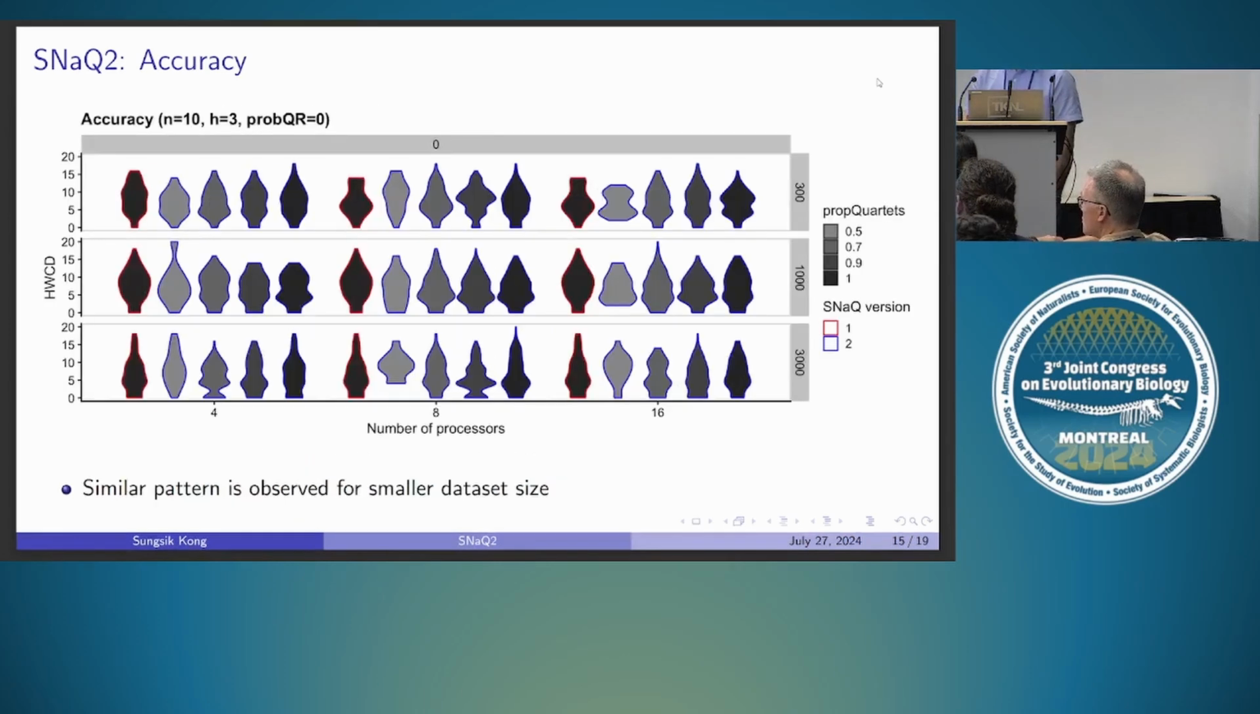And this same pattern was observed when we had different numbers of gene trees used as input, each of the rows being different: on top 300, on the bottom 3,000. The same pattern was observed, as SNAG1 and 2 had very similar accuracy. And if you use half of the quartets, the accuracy declined. But if you use 70% or 90% of the quartets, the accuracy did not change much.